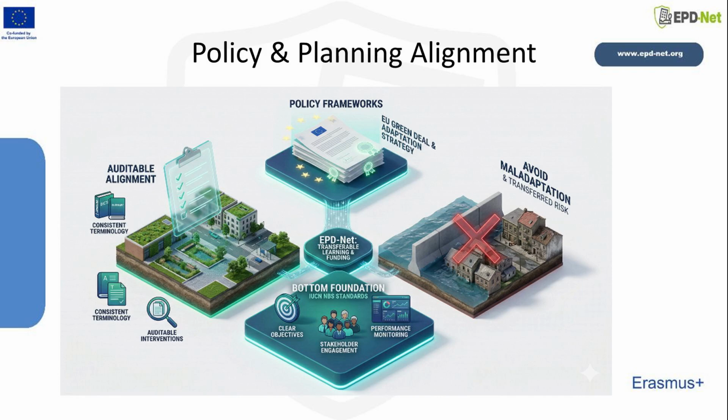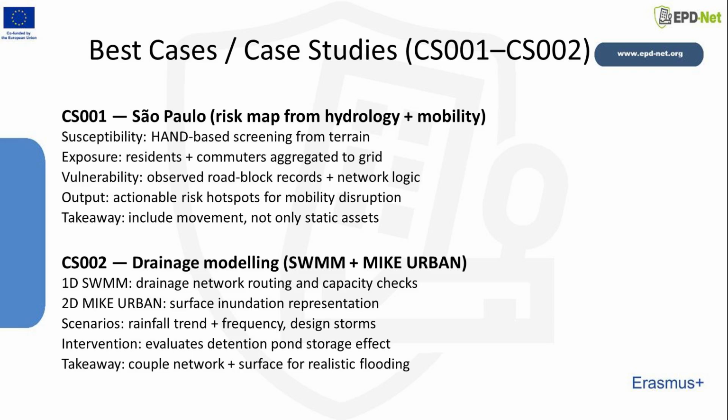Practically, alignment means using consistent terminology, documenting risk and co-benefits, and designing interventions that are auditable. It also means avoiding maladaptation, actions that reduce risk in one place but increase it elsewhere, or actions that create long-term maintenance burdens that cities cannot sustain. Nature-based solutions standards, such as those proposed by IUCN, reinforce this discipline by requiring clear objectives, stakeholder engagement, and performance monitoring. Let's ground the topic in the two required best cases.